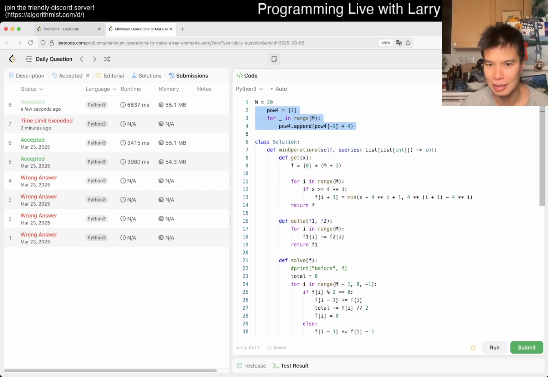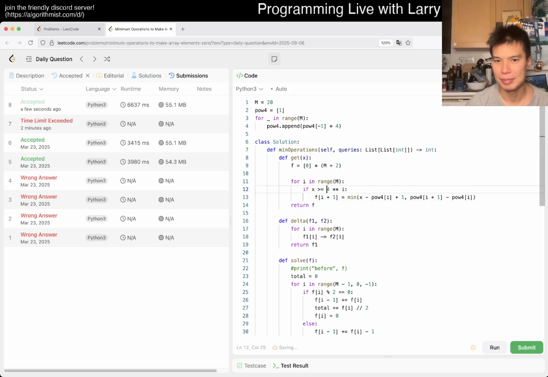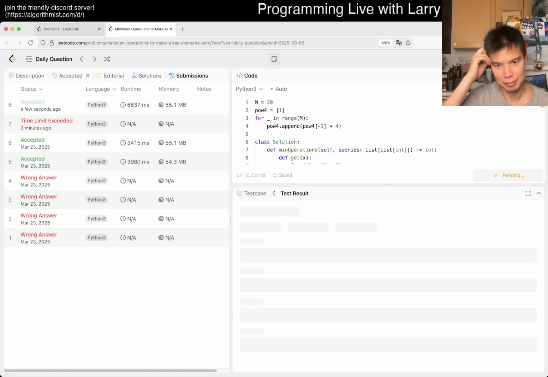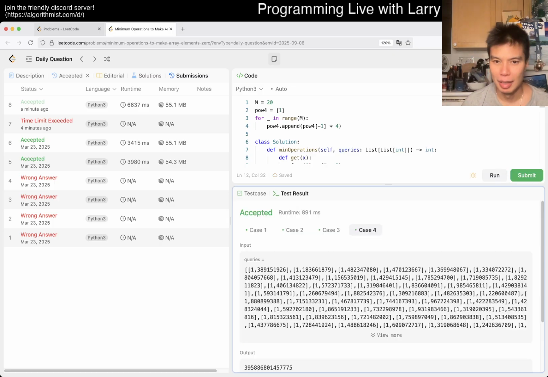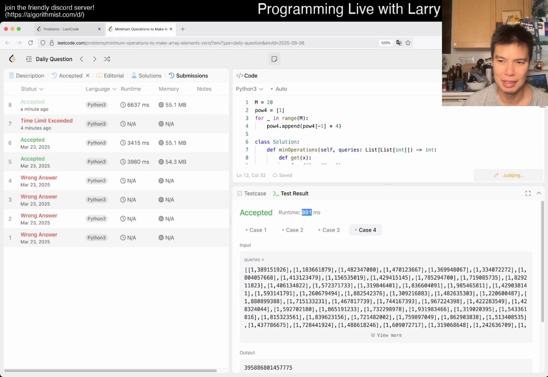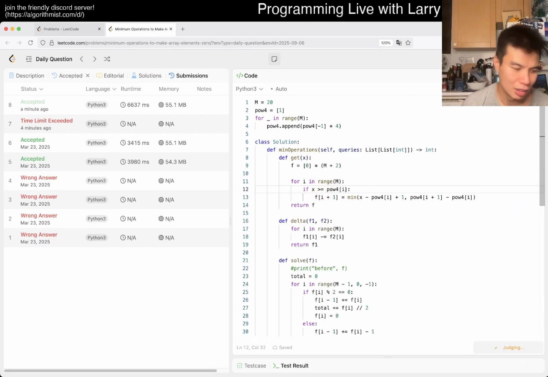And then now we can say power 4 of I, right? So easy optimization here. You can see that it went from like 1.3 seconds or whatever it was to like 900 milliseconds. So it should be faster. So here we're doing some optimization, and it's fine.